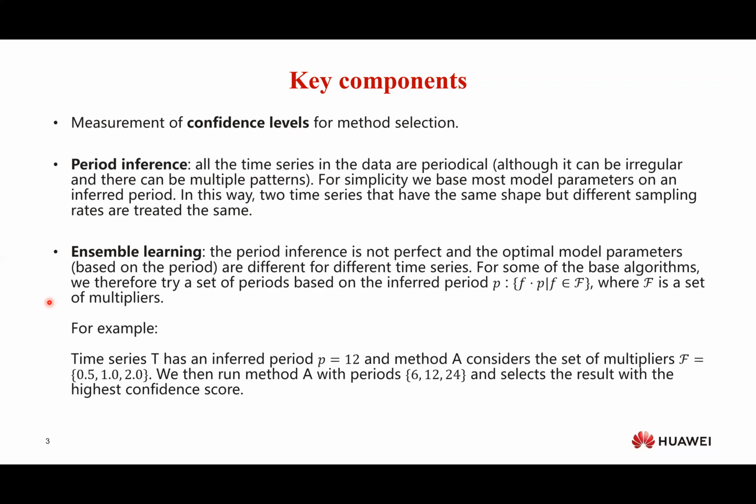So to understand the period multipliers, we have an example here with a time series T and an inferred period of 12. And we have three multipliers, 0.5, 1, and 2. So we then run this method with three different periods, 6, 12, and 24. And then we select the result with the highest confidence score.